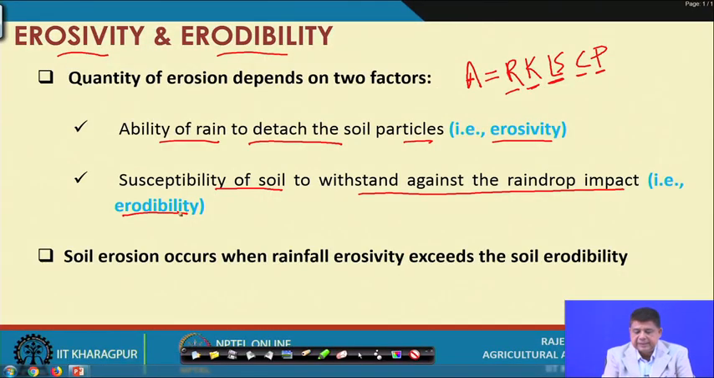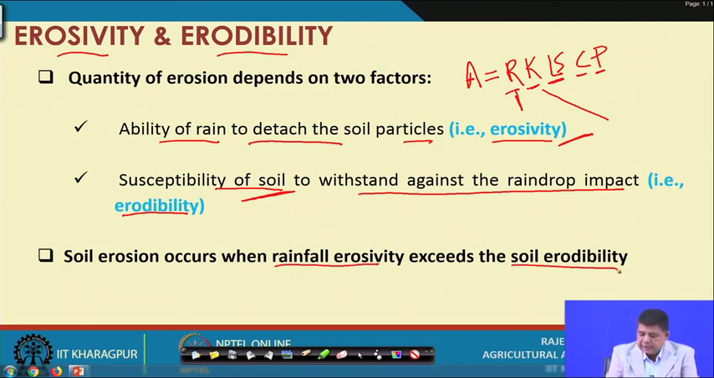So, that makes it clear that erosivity is a rainfall characteristic, and that is why R is defined as rainfall erosivity index, whereas erodibility is a soil characteristic, and that is why when we define K, we write soil erodibility index or soil erodibility factor. And soil erosion obviously occurs when rainfall erosivity exceeds the soil erodibility. Whenever erosivity is greater than erodibility, soil erosion will take place.